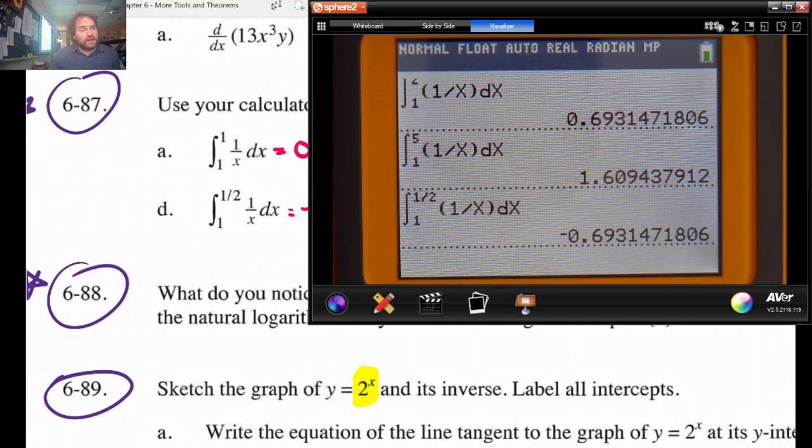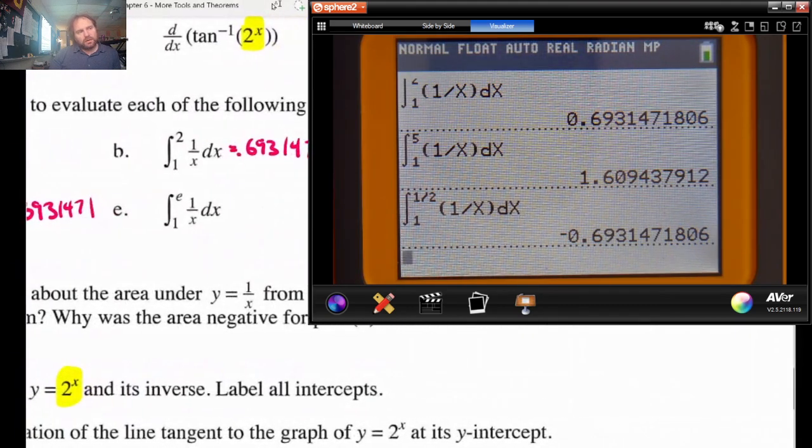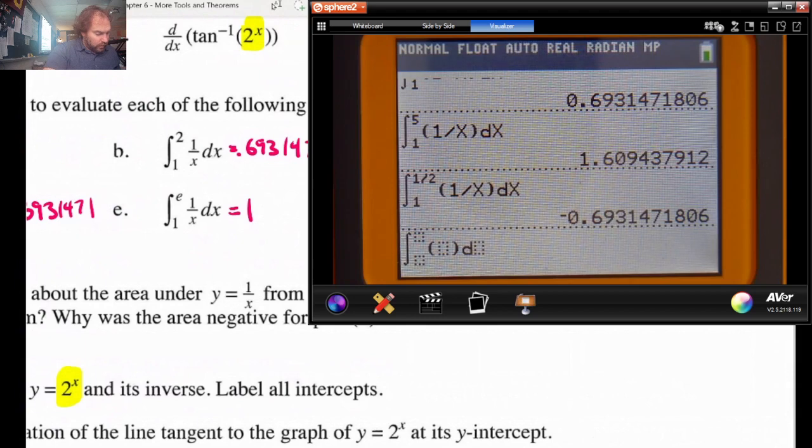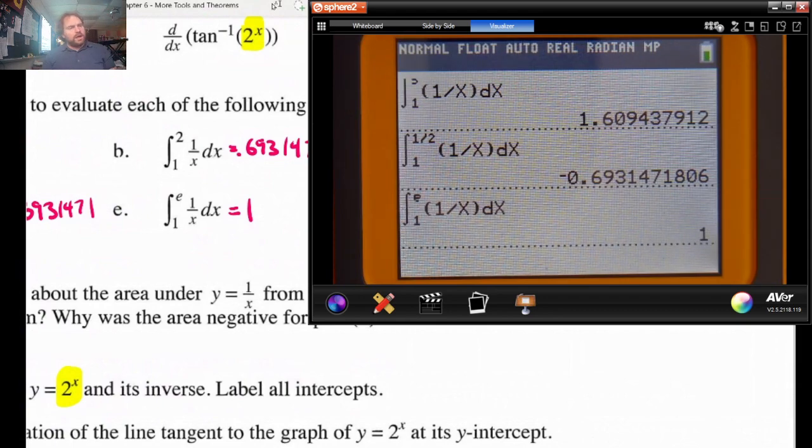And then we have the integral from 1 to e, which I know what the answer is without using a calculator: it's going to be 1. But maybe you're picking up on the pattern that I want you to see doing these problems. The integral from 1 to e of 1 over x dx, which should be 1. Yes.